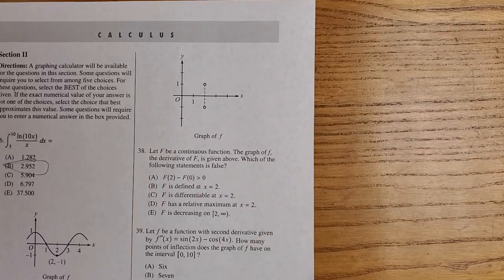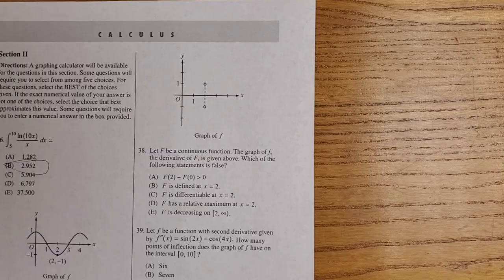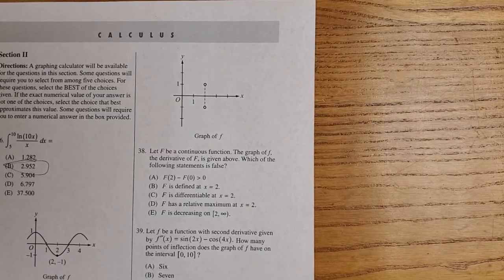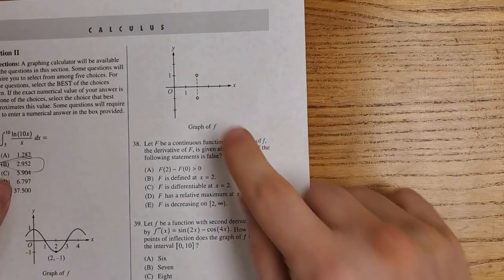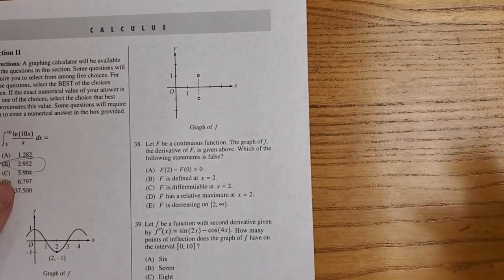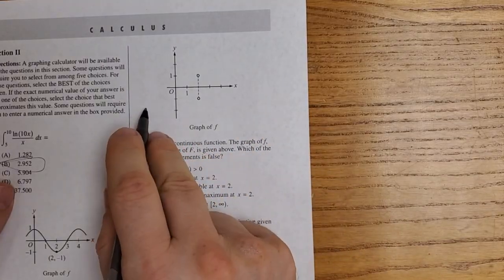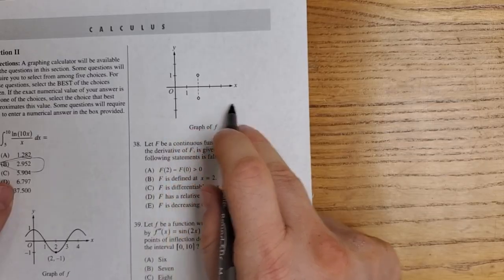So moving on then, number 38. It asks us, let F be a continuous function, capital F. The graph of the derivative of whatever that is given above. And I think there's something wrong with this diagram because there's just no graph there. All it really shows us is these two empty dots connected by a dotted line, and that implies to me that there's supposed to be some function coming into one of those dots, and then the graph jumps to the other one and continues on from there.